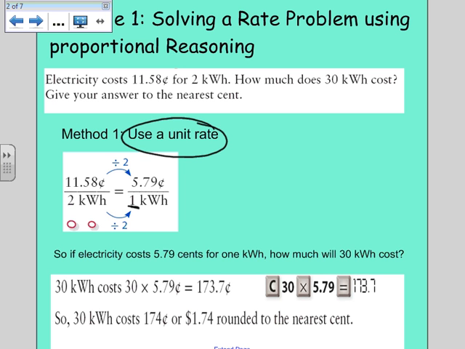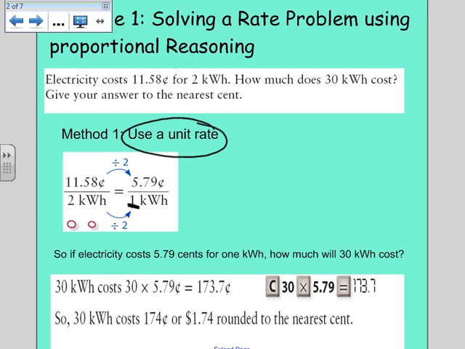So if electricity costs 11.58 cents for 2 kilowatts, how much does it take for 30 kilowatt hours? How much does that cost? Give your answer to the nearest cent. So we can get it down to the unit rate, which is 1 unit.